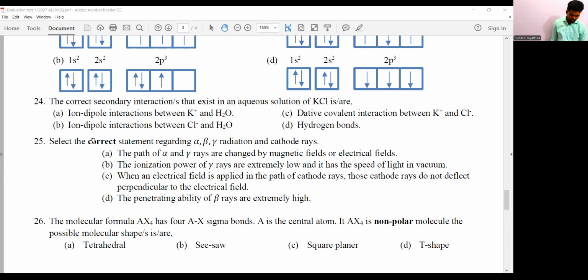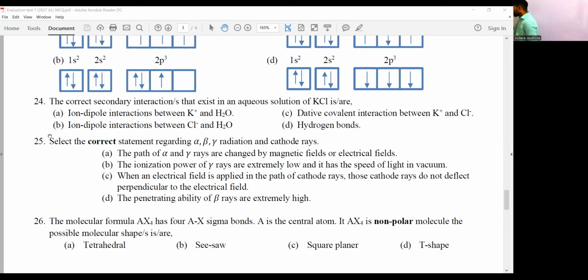And then the 25th one: select the correct statement regarding alpha, beta, gamma radiations and cathode rays. Alpha, beta, gamma radiations are the radioactive particles we have. And then write about the cathode rays also. Cathode rays are equivalent to electrons. Cathode rays are basically electrons. Okay, so let's write cathode rays, electrons. Underline cathode ray and write electrons.